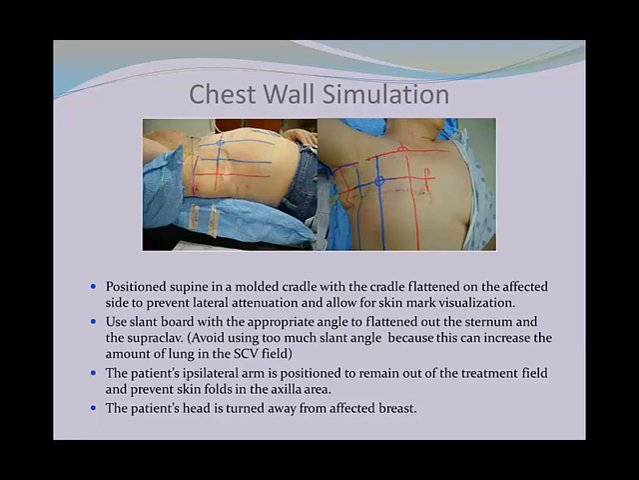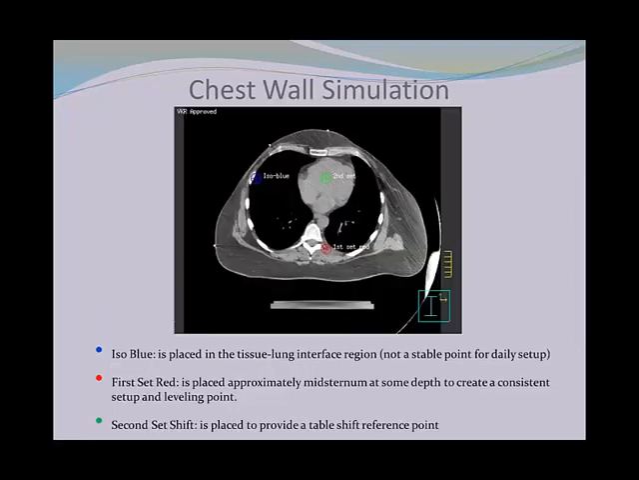During simulation, our therapists also create some setup isocenters for us. Here is the one called the ISO blue. The ISO blue is where we actually localize our laser to. It is placed in the lung tissue region, but it's not a stable point. So we have another point, the first set red. The first set red is placed approximately mid-sternum at some depth to create a consistent setup and leveling point.